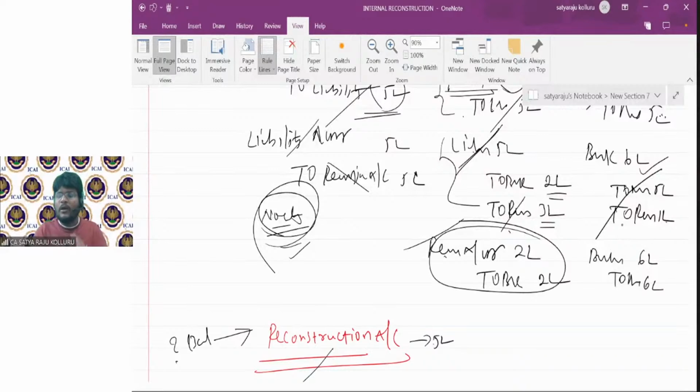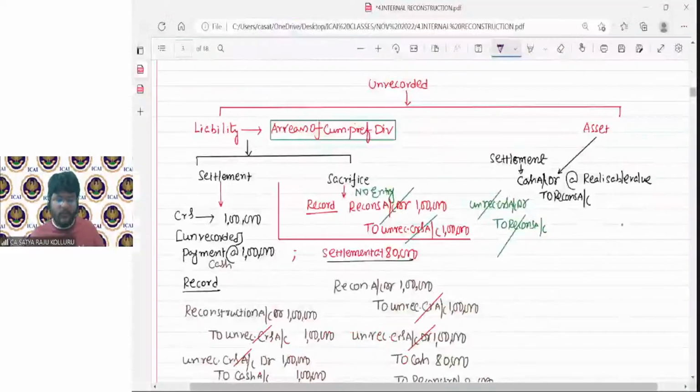Sir, out of the 4 years, let us assume 3 years are sacrificed and for 1 year they are expecting equity shares. Then reconstruction to equity share capital is the entry. If they are expecting it in the form of bank, reconstruction to bank is the entry. That point I clearly mentioned through the notes: unrecorded liability, which is arrears of cumulative preference dividend.